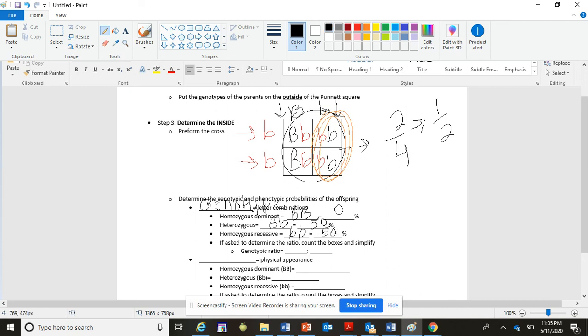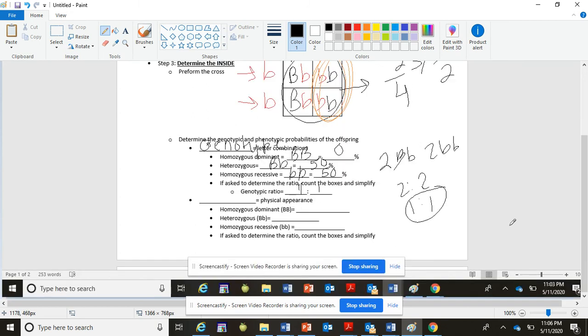So if asked to determine the genotypic ratio, count the boxes and simplify. Anytime we're asked to do a ratio, you just count the boxes. So we have 2 of these and 2 of these, and so our ratio is 2 to 2, or we can simplify to 1 to 1. So our genotypic ratio is 1 to 1 because we can simplify 2 to 2.